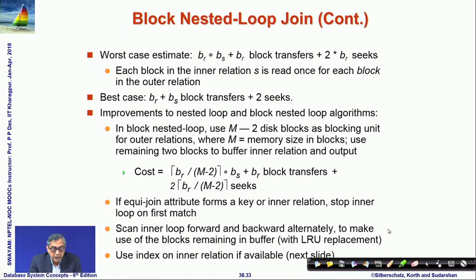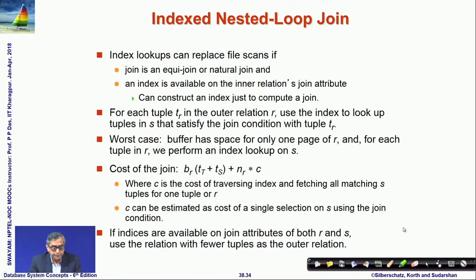I will not go through this simple algebra to show that if you have a memory size of m blocks, then your cost will significantly decrease; the larger the m, your cost will come down by a factor of this m. So, block nested loop join will usually be far more efficient than the simple nested loop join.